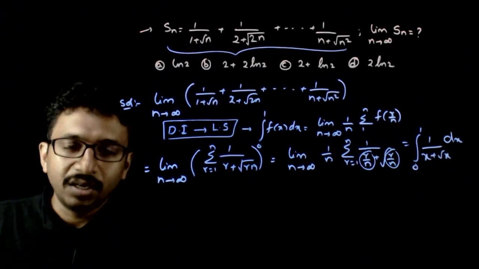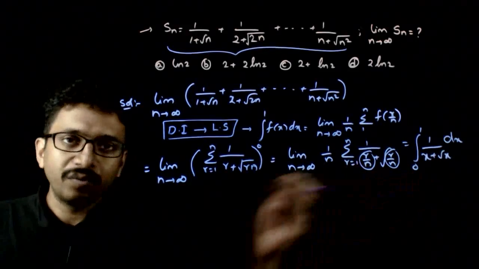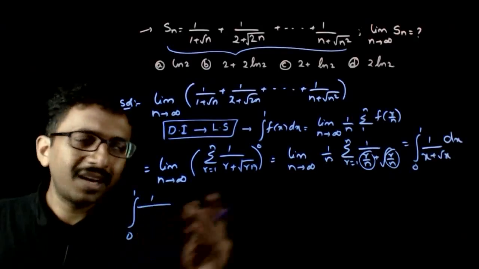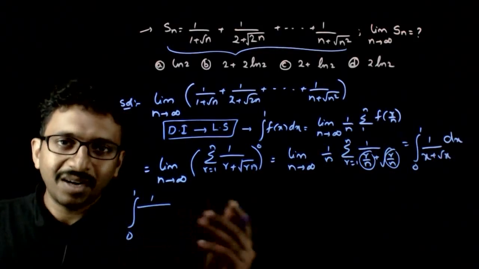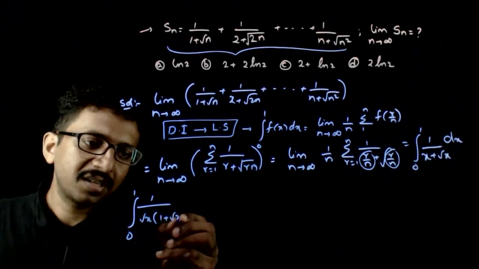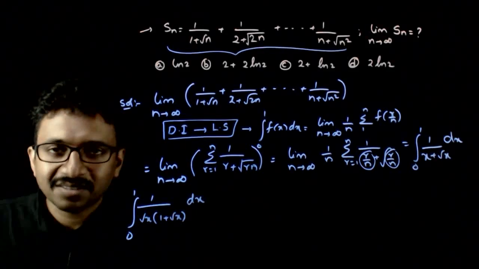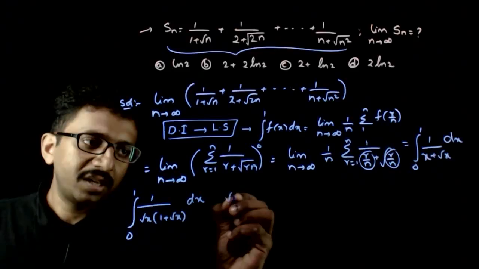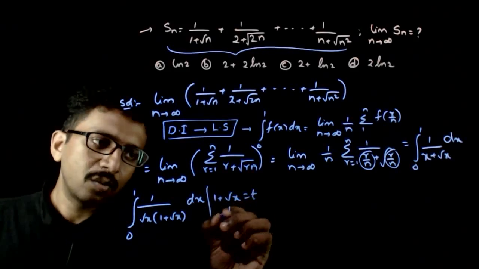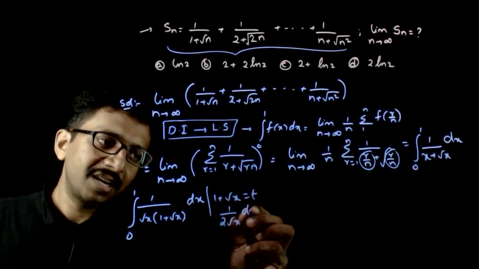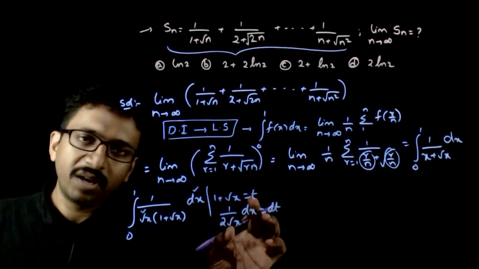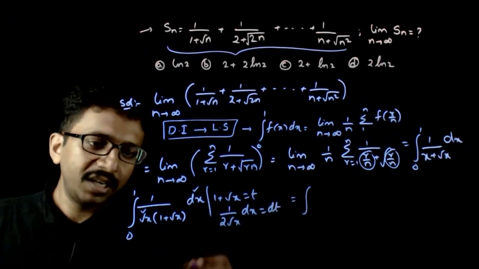So, how can we do this? You can apply your knowledge of integration. Integration from 0 to 1 of 1 by root x into 1 plus root x dx. I can put 1 plus root x is equal to t. So, 1 by 2 root x dx is equal to dt. So, dx by root x will become 2 dt.